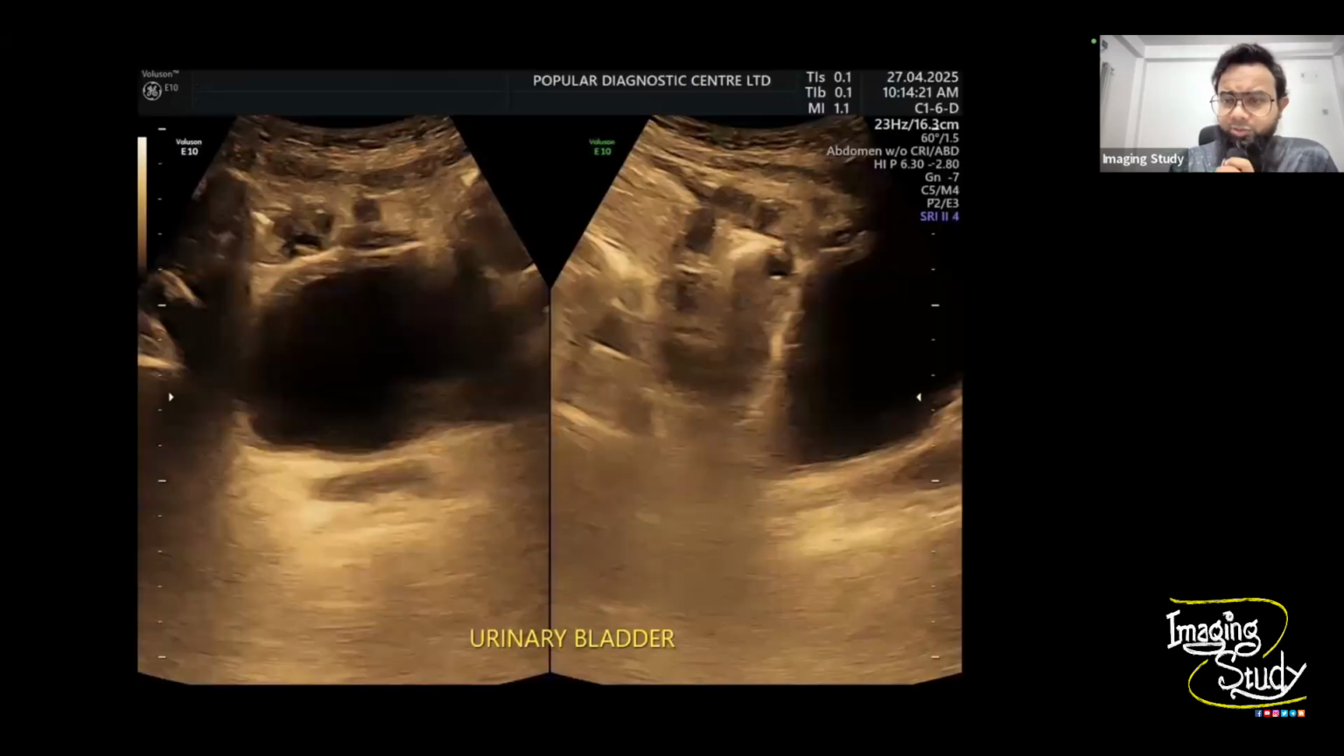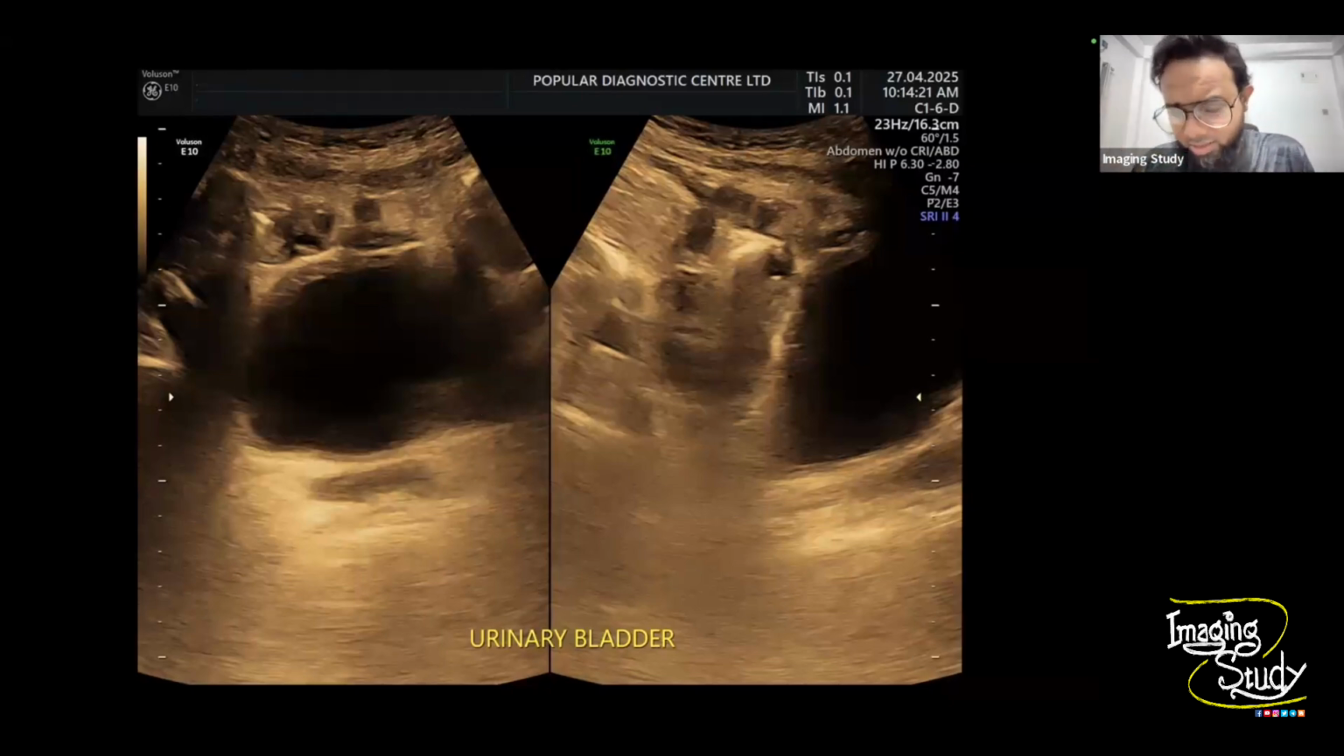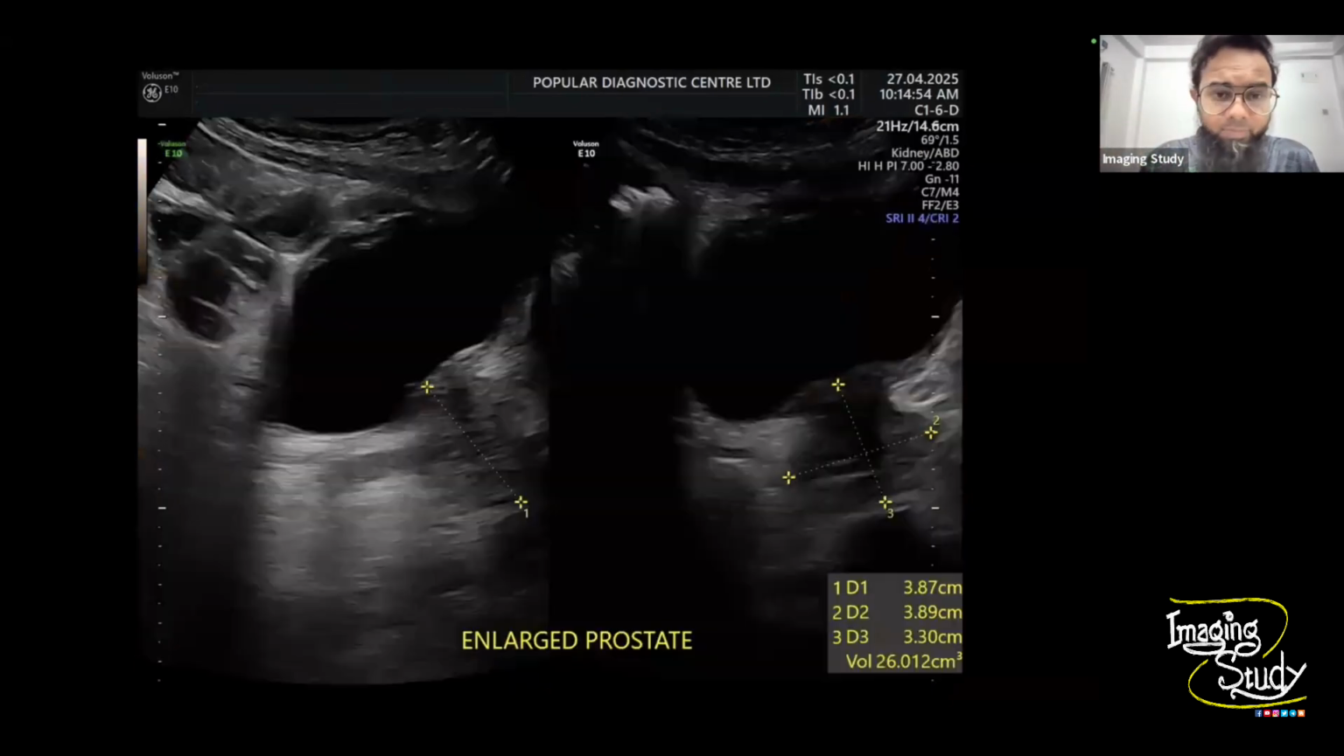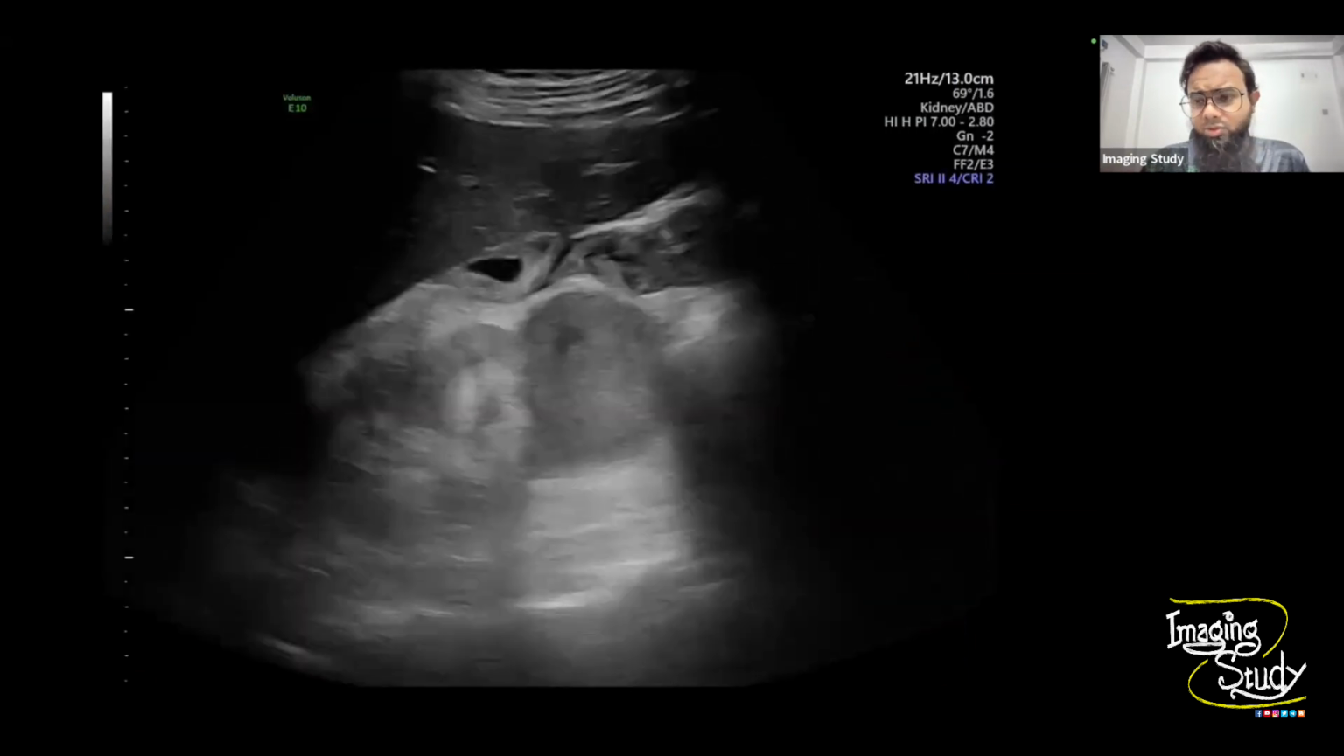So let's see what we have got on ultrasound. Now you can see this is the urinary bladder. It's not well filled, but it's okay. It's good to say that there is no lesion inside because I checked it in real time. So I measured the prostate. I don't know why I am very poor at measuring the prostate volume. So it's my limitation, I think. So anyway, the prostate is slightly enlarged. Okay, let's jump into the kidney.